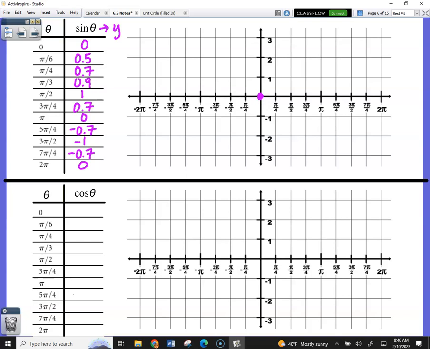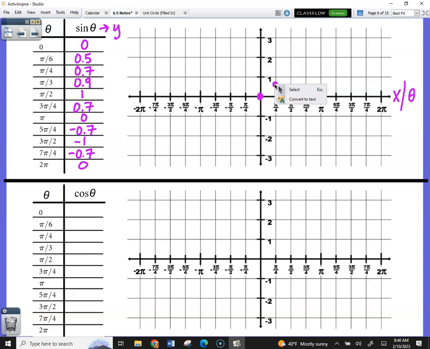Then if you go pi over 6, you end at half. You will notice pi over 6 is not on our x-axis, right? Pi over 6 is not on, I should say, x slash theta. Pi over 6 is not on the x-axis, so let's just skip to the next one. Pi over 4 is 0.7. So 0.7 means just a little above halfway.